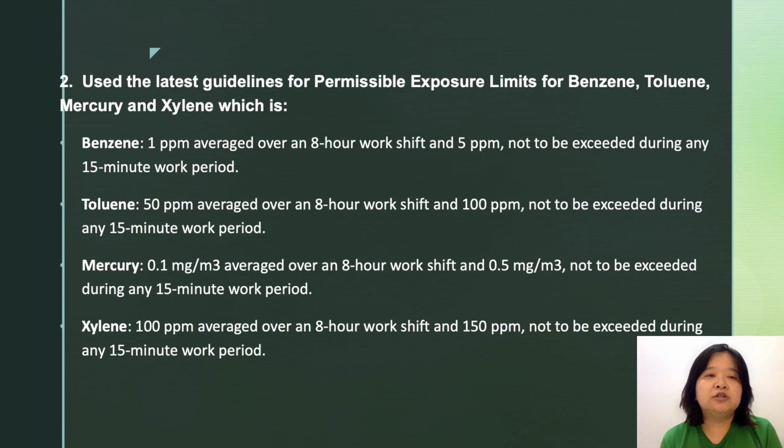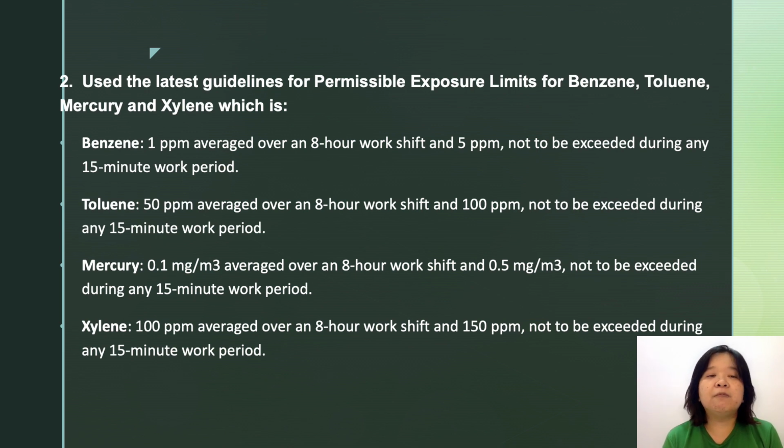The next recommendation I will ask them to use is to look out for the latest guidelines for permissible exposure limit, especially for these 4 chemicals: benzene, toluene, mercury, and xylene. If you see from here, benzene they have reduced it from 5 ppm to 1 ppm, average over an 8-hour work shift, and 5 ppm not to be exceeded during any 15-minute work period.